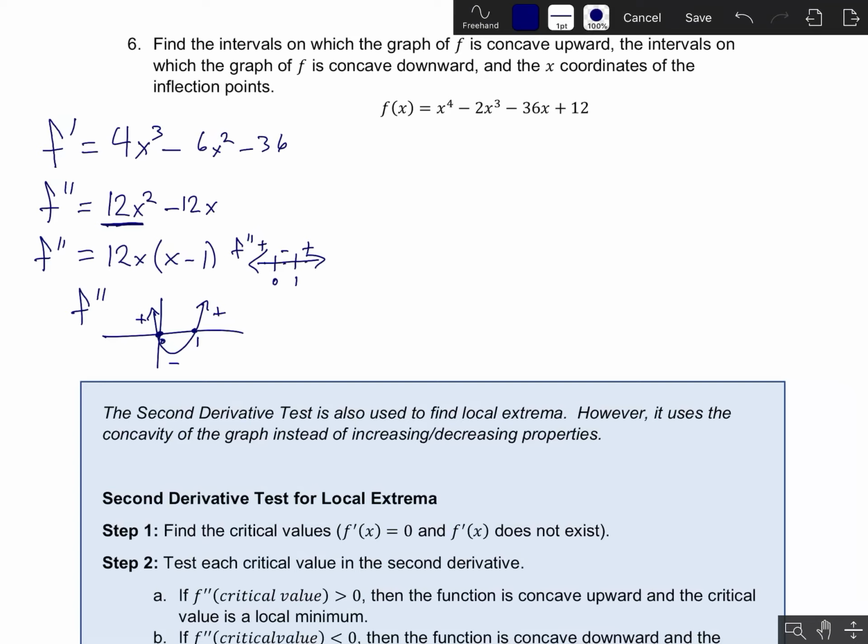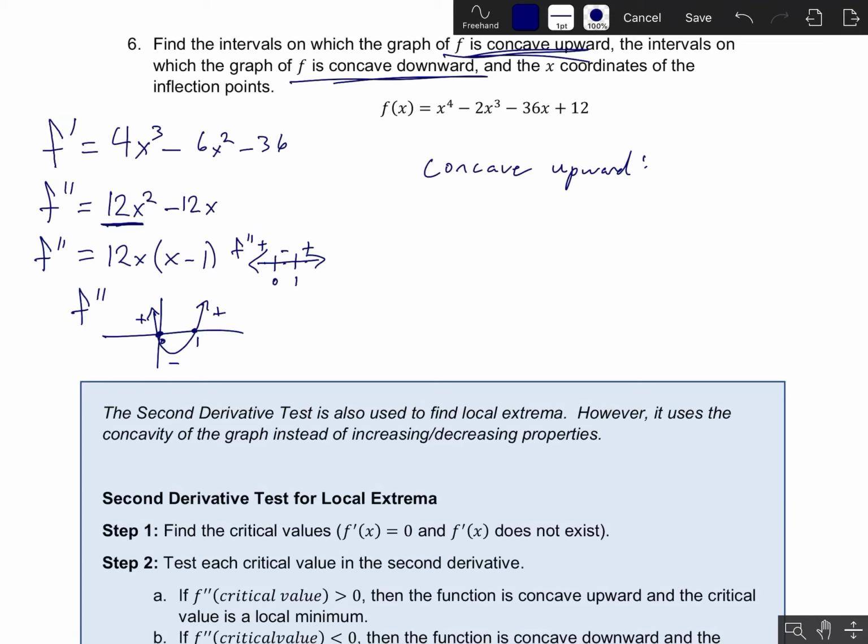Okay, but now that we have this information, we're trying to go back to the original function f, and we want to know when it's concave upward, when it's concave downward, and the coordinates of the inflection points. So first let's decide the intervals on which f is concave upward.